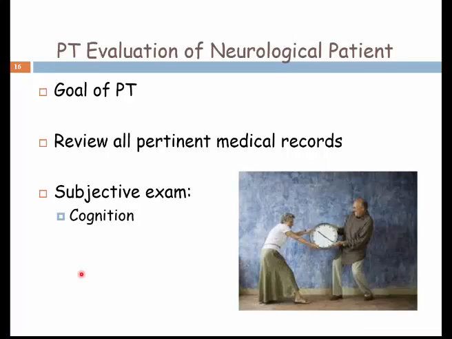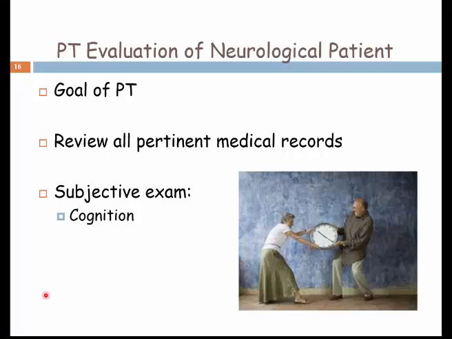Now let's look at physical therapy evaluation of the neurologic patient. The goal of physical therapy for all patients is to improve and/or maintain functional movement and prevent decline. As with any patient type, prior to the physical therapy examination with the neuromuscular patient, all pertinent medical records must be reviewed. This provides information regarding pertinent medical history and what diagnostic testing may have occurred.